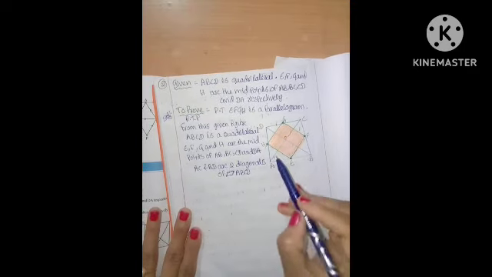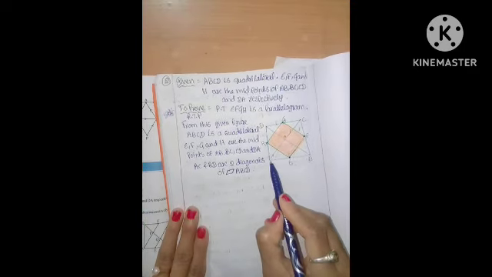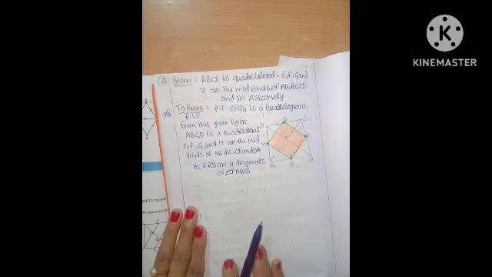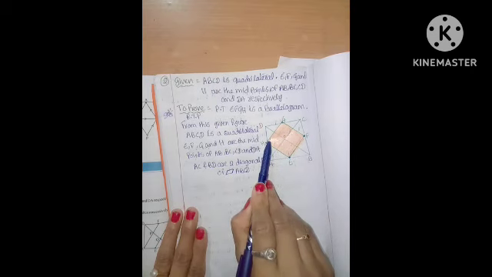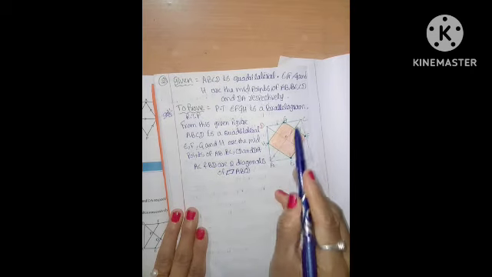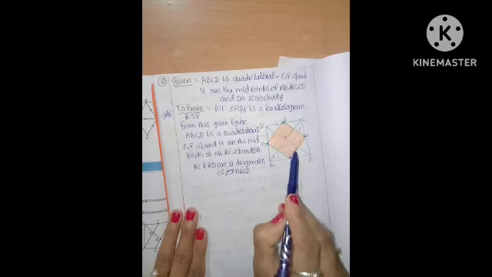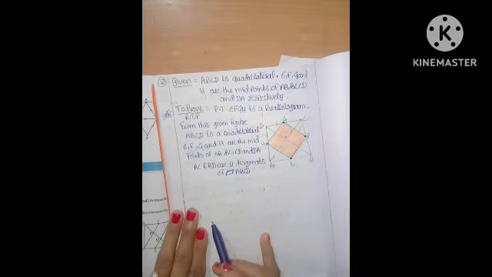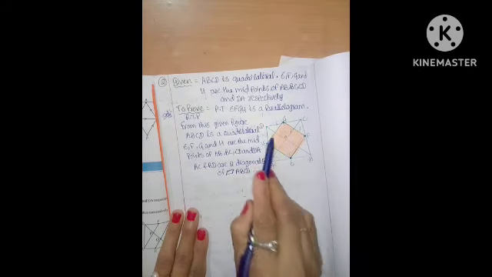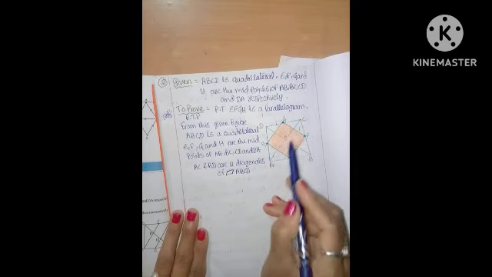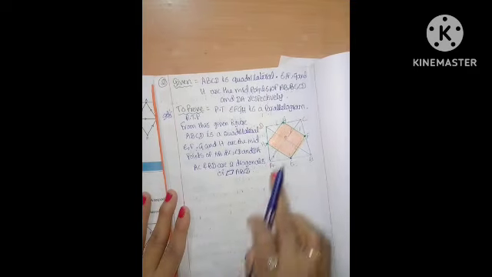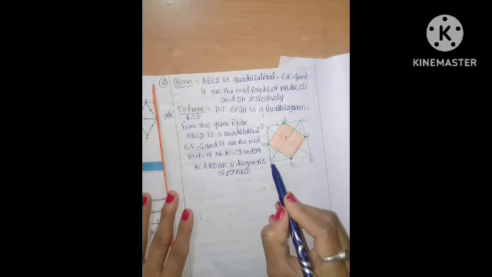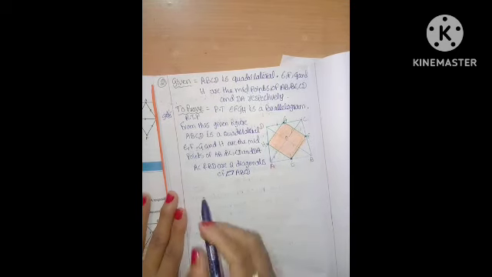In this figure, first draw the diagonal AC. These two diagonals divide the figure into how many triangles? Total is 4 triangles. First, diagonal AC is divided into 2 triangles: one is triangle ABC and another one is triangle ADC. And the diagonal BD also gives two triangles. Are you clear? Now let us take triangle ABC.